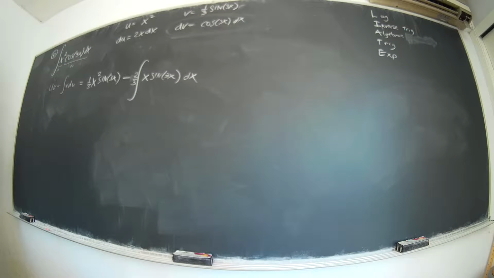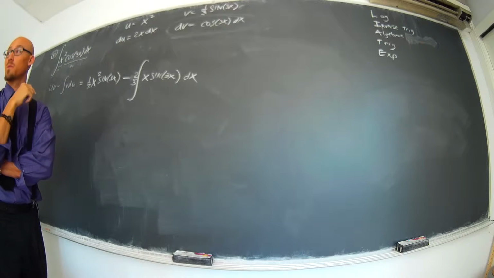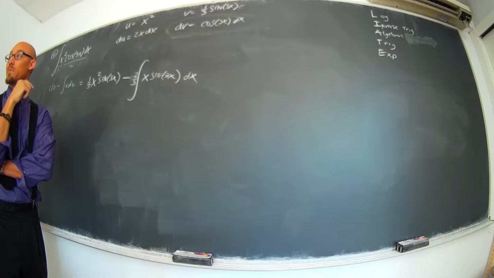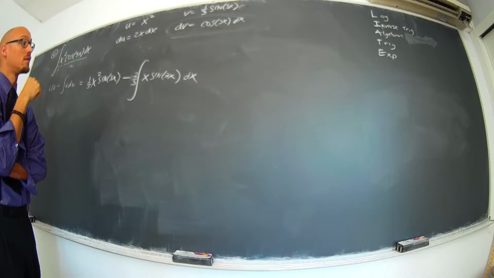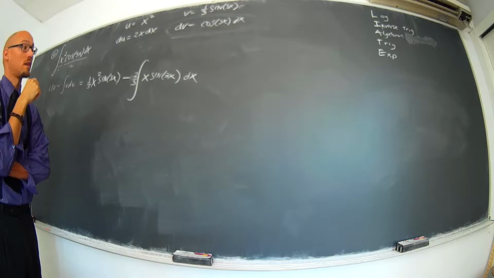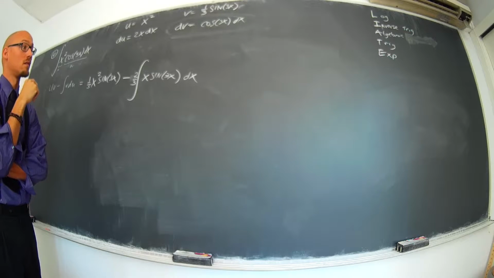Y'all need to have your algebra game tight, and don't be scared: 2 times a third is 2/3. Pull it through. Don't be scared. 1/3 sine of... okay. I got it. Good. 2/3.